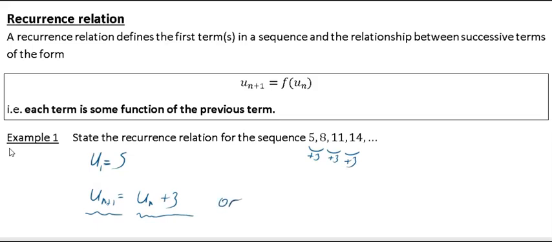Another way, which I would prefer to say it really is, u_n, which is the term that I want, is equal to the previous term plus 3. So whichever one of those you prefer.